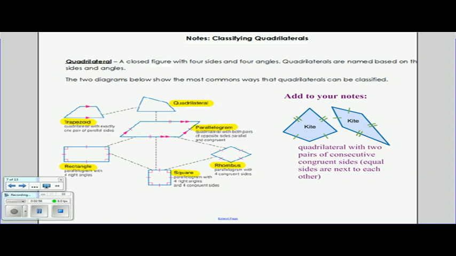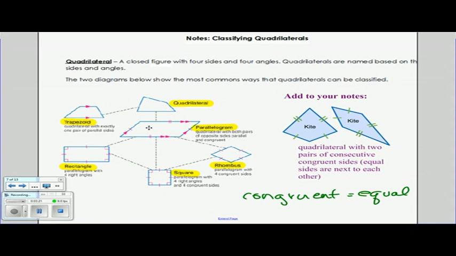Now in a parallelogram, both sets of opposite sides are also congruent. And if you recall, congruent means that they are equal in length. Congruent is equal. Okay, so a parallelogram has 2 sets of congruent sides. The opposite sides are congruent.